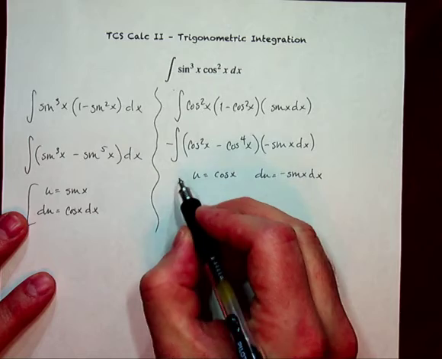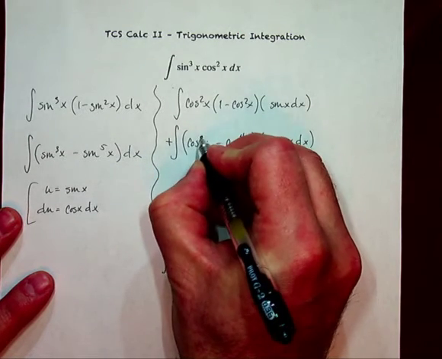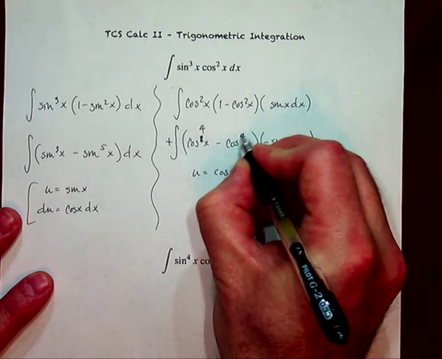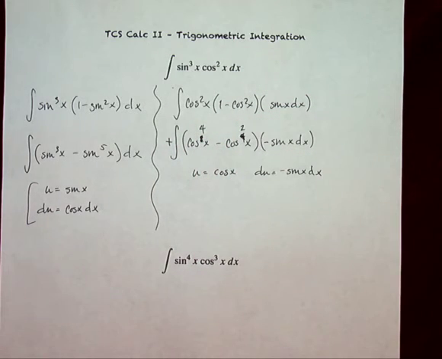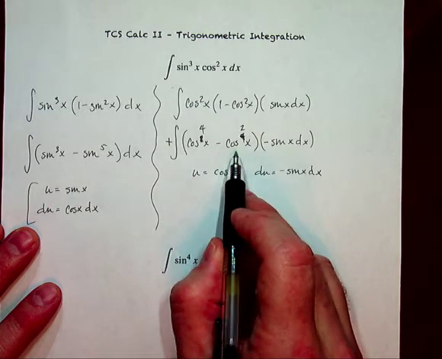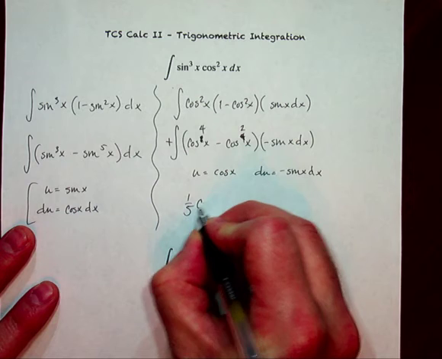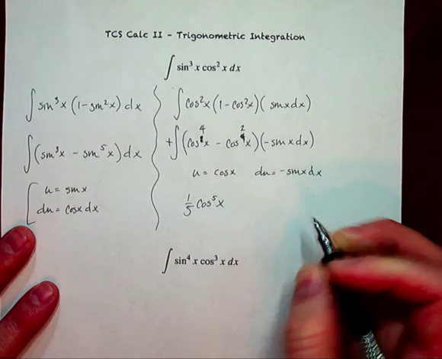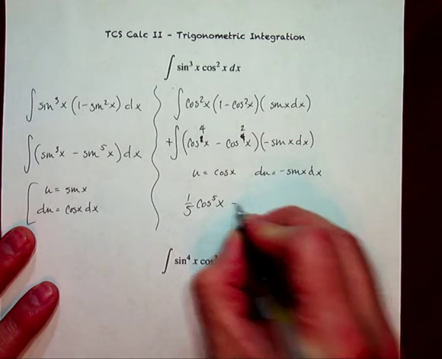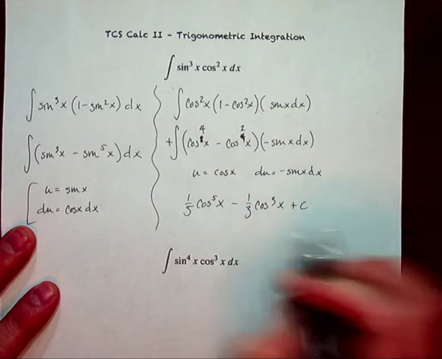I would actually prefer to do that. So let's turn that positive, and let's flip this difference. And that means that our answer is going to be nice and tidy and in descending order. So basically what happens here is I get u to the 4th minus u squared du, and therefore my final answer is 1/5 cosine to the 5th x minus 1/3 cosine cubed x plus c.